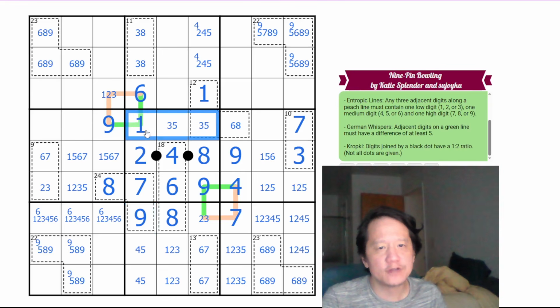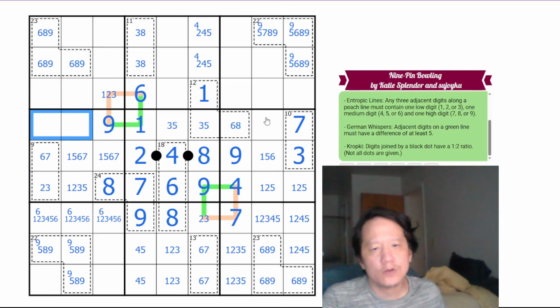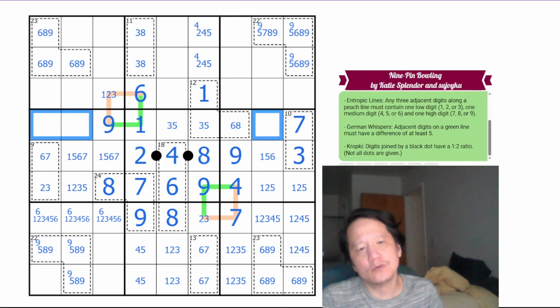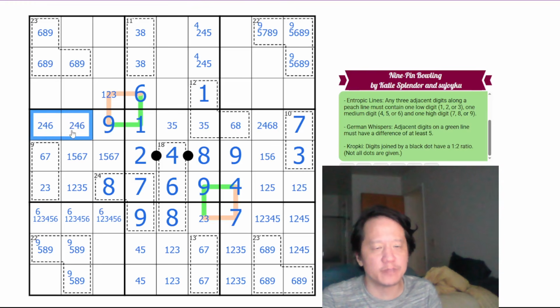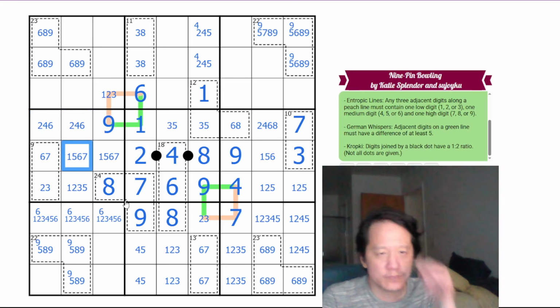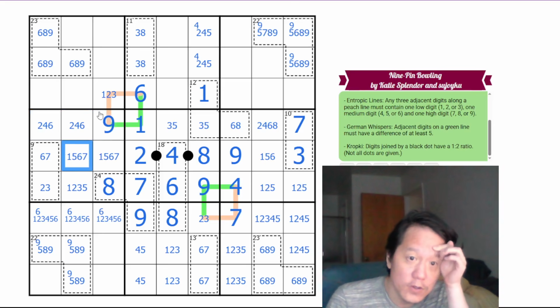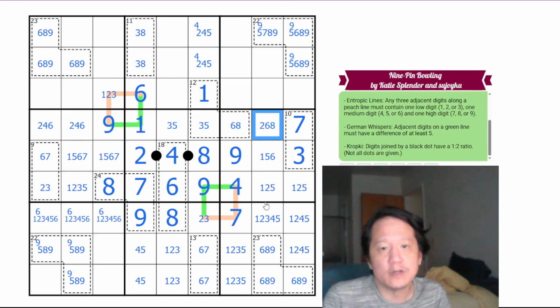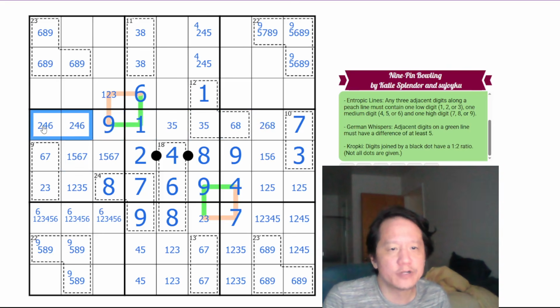This is 3, 5 as a pair. Remaining digits in row 4 are 2, 4, 6, 8. Interesting. 8 cannot be here because of 8 in the box. 4 can't be here because of 4 in the box. So we're guaranteed a 4 in one of these two cells.